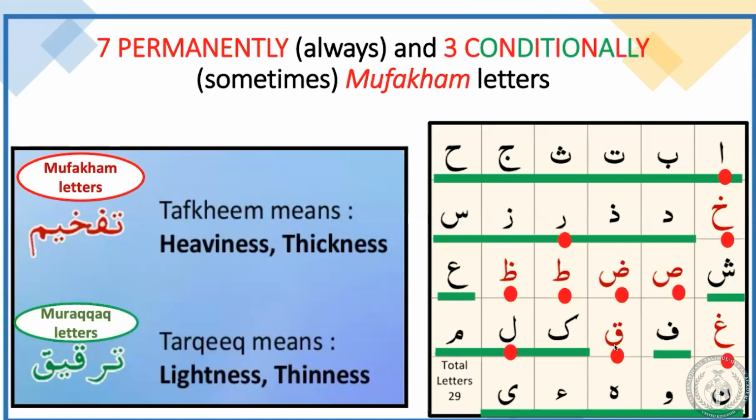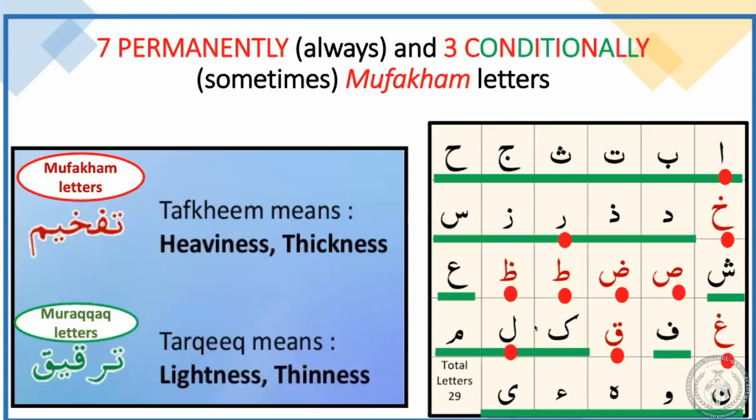Now, some of the letters are conditionally thick, like lam and ra. When lam and ra are accompanied or bearing a fatha and a dhamma, they'll be recited in a thick sound. But with lam, we have to make sure that we're careful, and this is the name of Allah. And before the name of Allah, we have a fatha and a dhamma, and then we recite it thickly. Tarqiq means lightness, thinness, and murakkak letters are light and thin. So tarqiq.